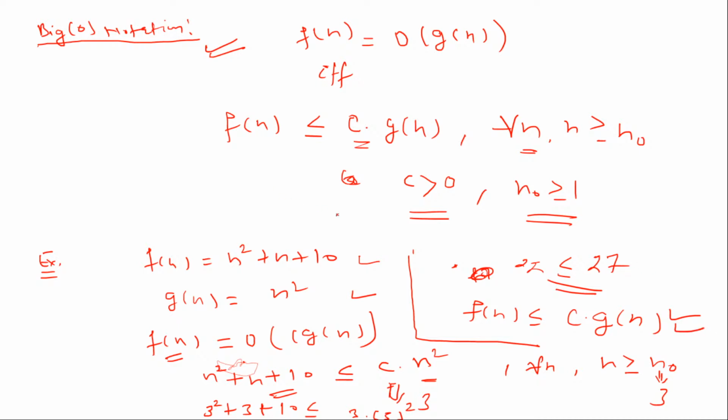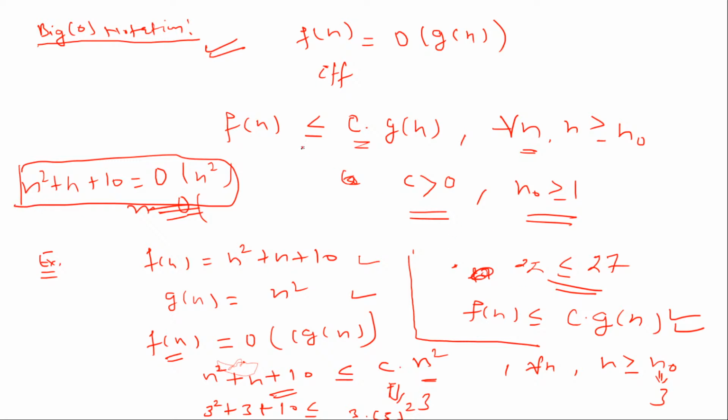That's why n square plus n plus 10 is big O of n square. So this condition is satisfied, and it follows the big O notation for f(n) and g(n).